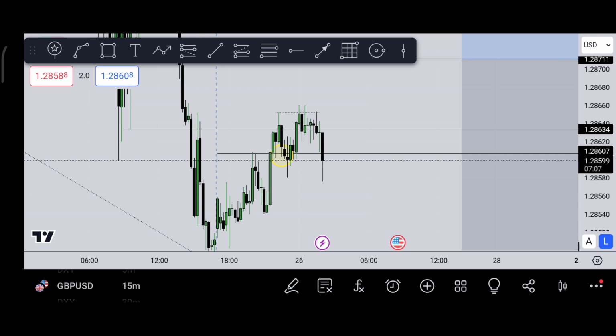Yes, so I'm pretty much seeing it here now. I was expecting this candle to close below, right? The candle hasn't really closed, so I'll just wait for it to close.